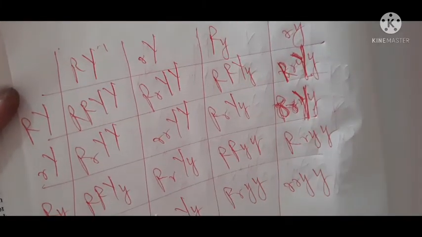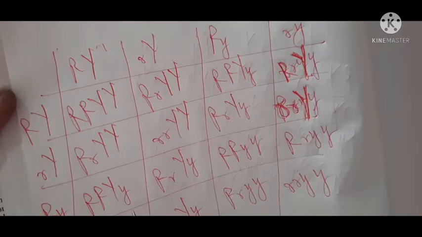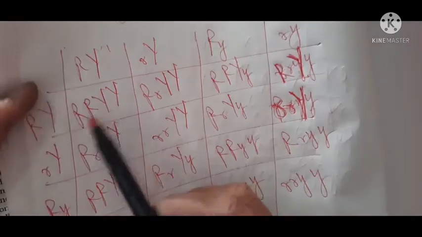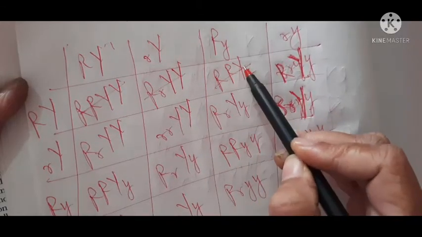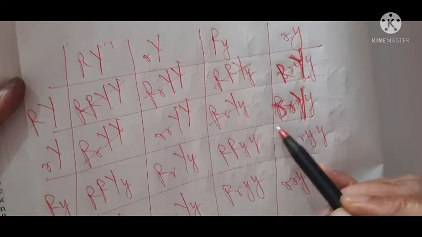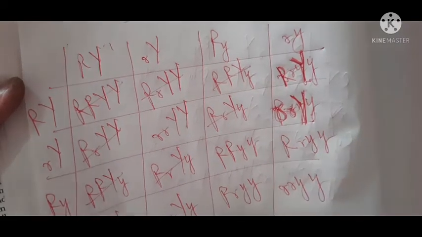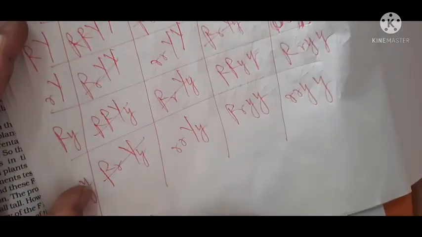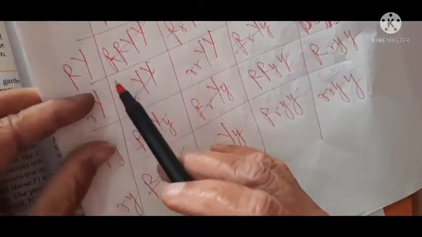Understood. Now we will count the number of plants having both the dominant traits, that is round shape of the pod and yellow color. So this is 1, 2, 3. See, this is round and yellow. 4, 5, 6, 7, 8, 9. So 9 plants. Here 9 plants are having both the dominant traits, that is round shape and yellow color.